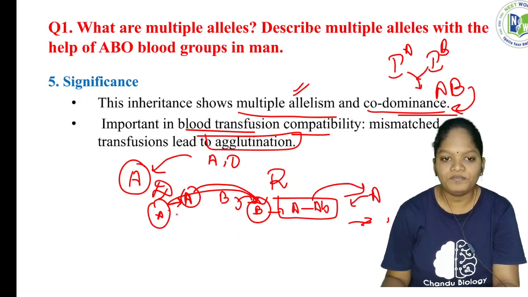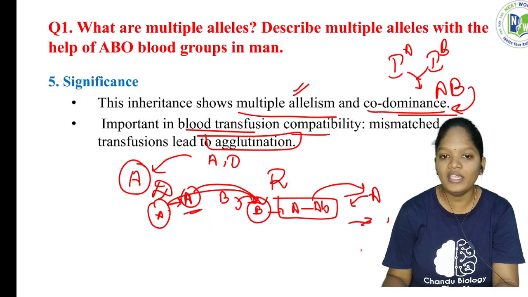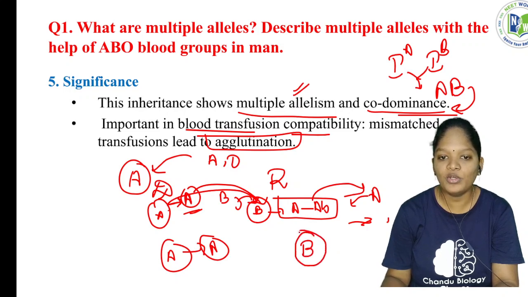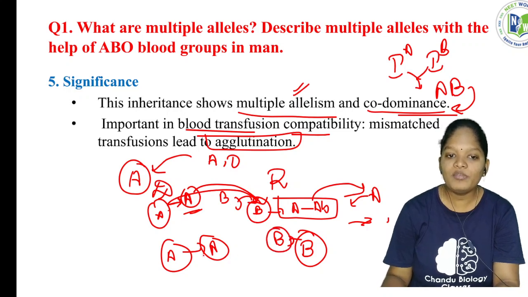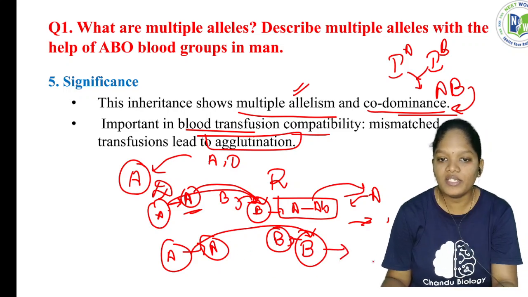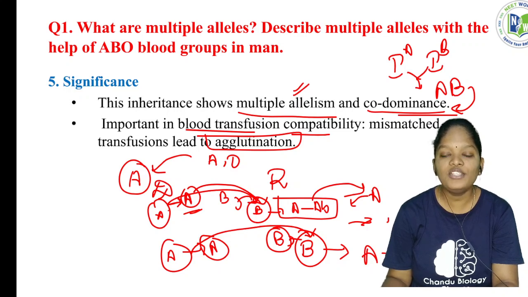Now see, this is a scenario, so just listen to me. The person having the A blood group has the A antigen. The person having the B blood group has the B antigen, isn't it? Now if this person donates his blood to the person having the B blood group, as soon as the A antigen enters this person, the A antibody present in this person will fight against this A antigen. So immediately it leads to hemolysis or agglutination.